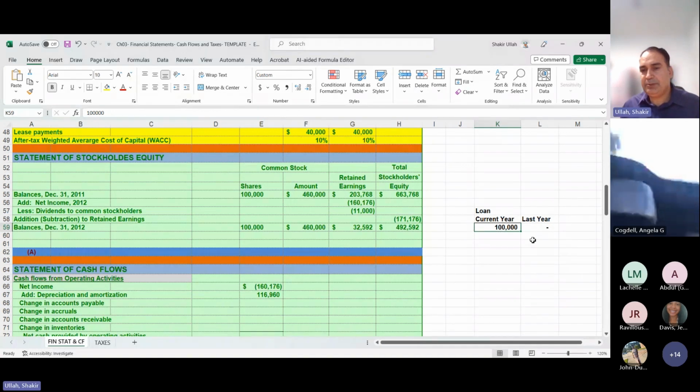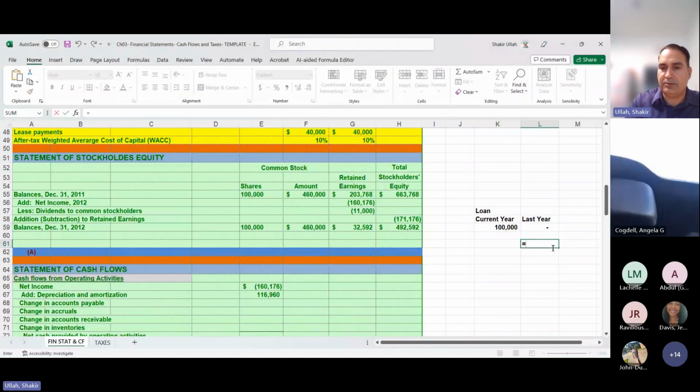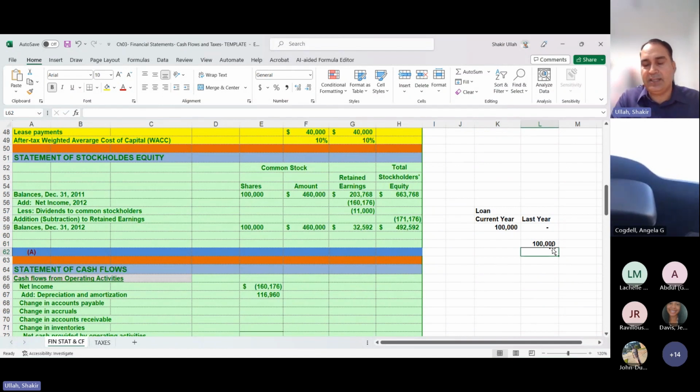So you find the difference between the 2 years, okay? The difference is equal to, of course, very simple, current year's liability minus last year's liability, and that is 100,000 positive cash flow. On the other hand, let's say that your last year's loan balance was 400,000.